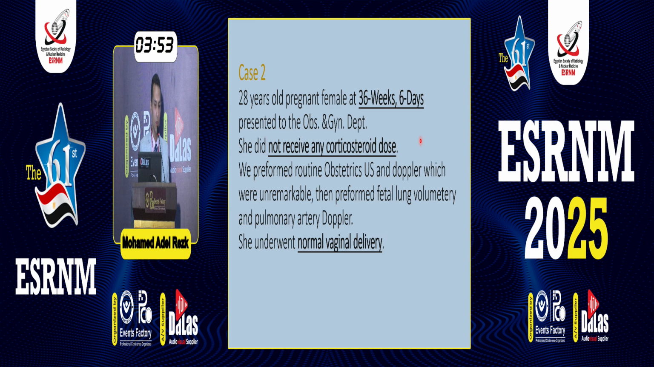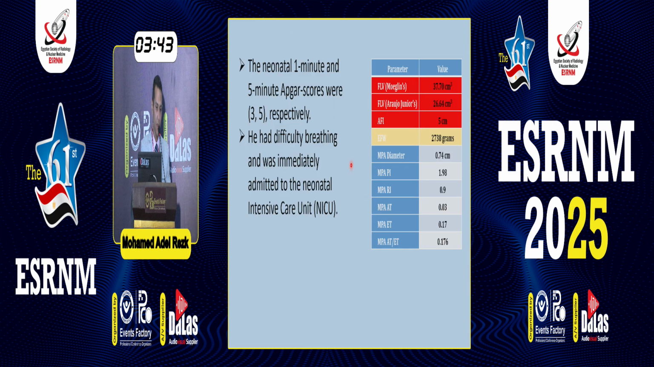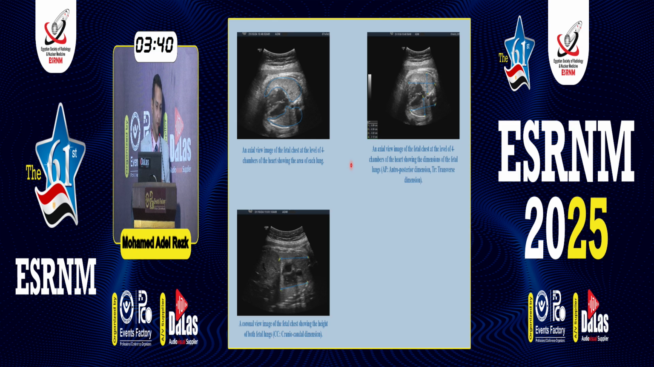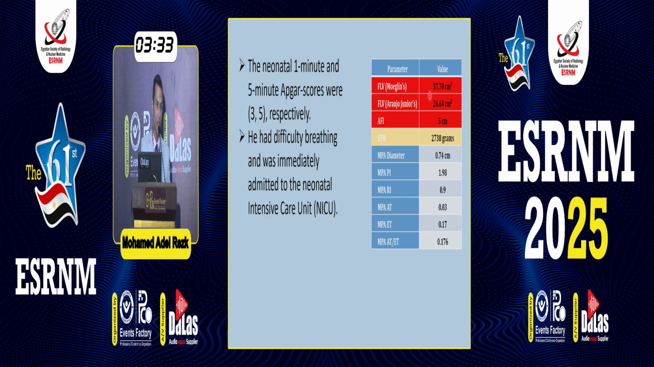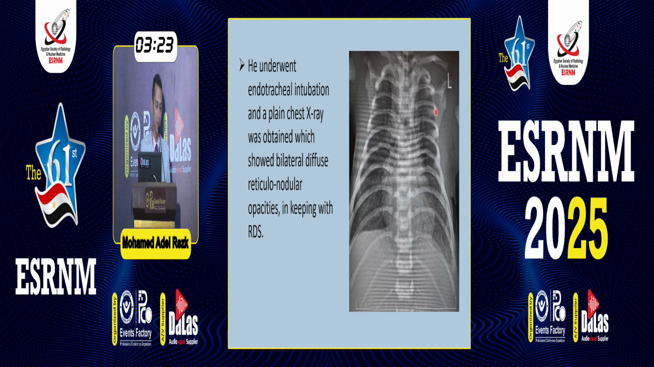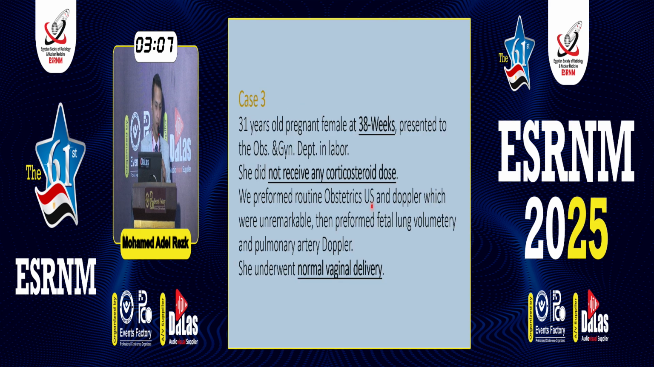Second patient was a 36 weeks pregnant female, and she didn't receive any form of corticosteroids, and she had a normal vaginal delivery. Those are the measurements of the fetus lung and the pulmonary artery Doppler. This is a retrospective analysis after we finished the study. This was under the cutoff value which we found, and this fetus had respiratory distress. He had an AP X-ray, an AB X-ray, I'm sorry, which showed reticulonodular opacities, slightly scattered, and the fetus went into the NICU.